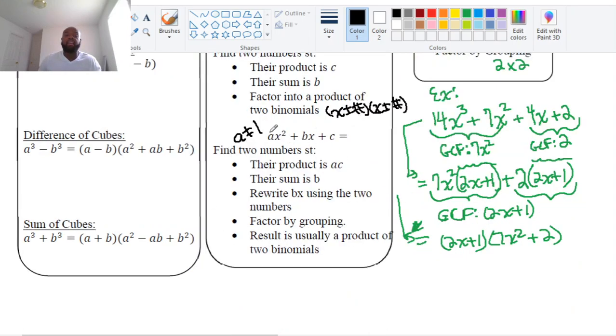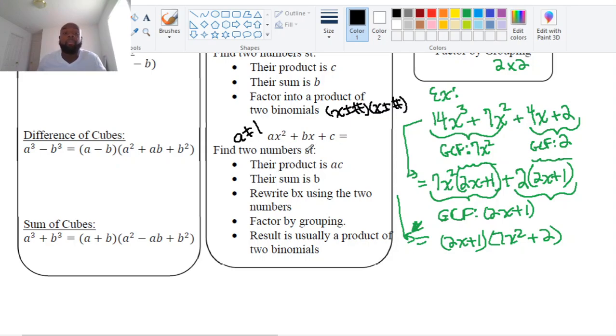Here, when the a is not equal to 1, it's a bit of a longer process to factor. And there are many ways to factor these types of polynomials. Now, I'm going to show you the way that I recommend that you factor. But if you already know how to factor these, you do it your way. I don't really care what way you know how to factor, just know how to factor these things here. I'm going to show you this way here.